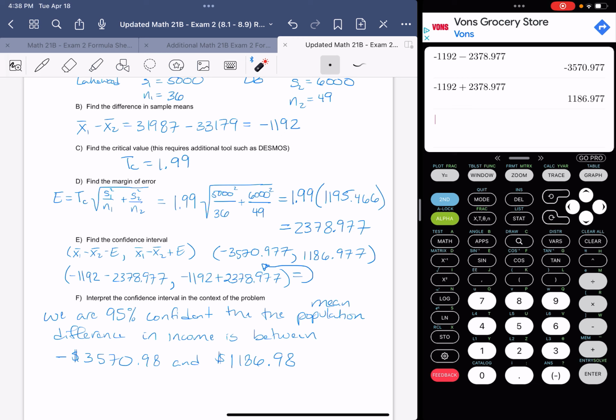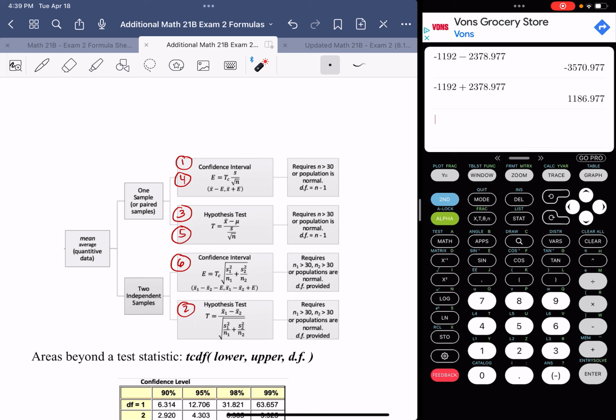You guys, we did it! Yay! So remember, on the exam, there's going to be 3 free response questions that are coming from the 6 we did. There's 6 different types we did. 1 sample, confidence interval and hypothesis test. Paired samples, confidence interval and hypothesis test. 2 independent samples, confidence interval and hypothesis test. So 3 of the questions will be similar to the 6 we did here. And the multiple choice is just overall understanding, conceptual knowledge.